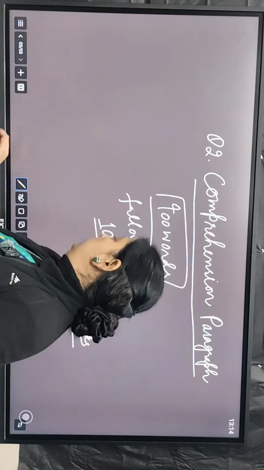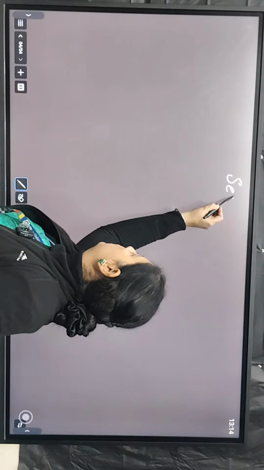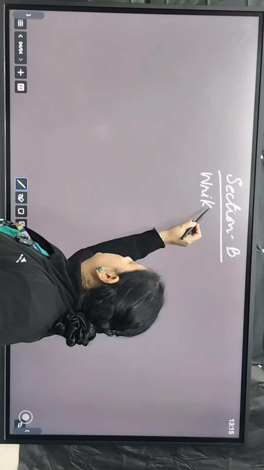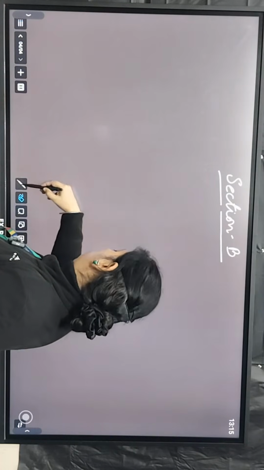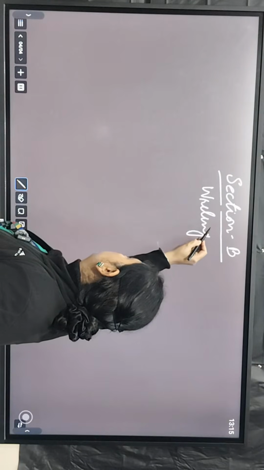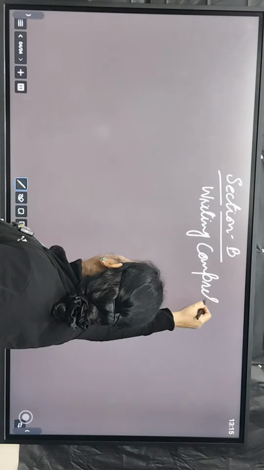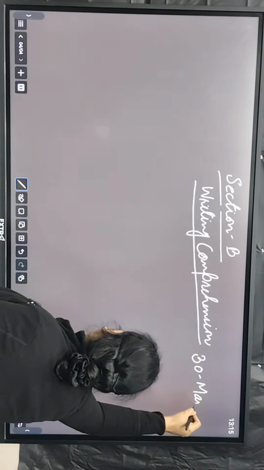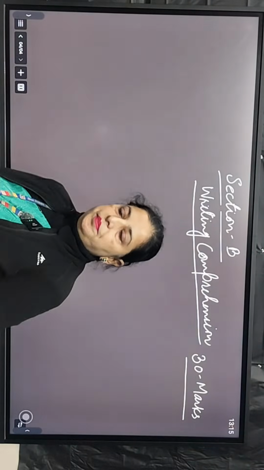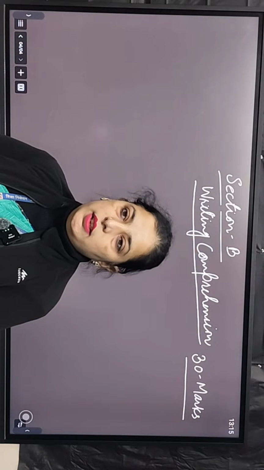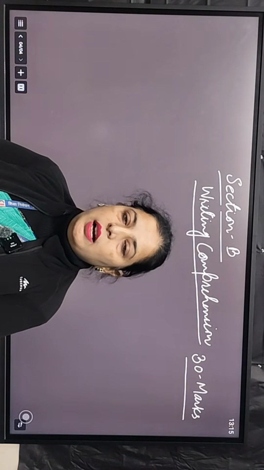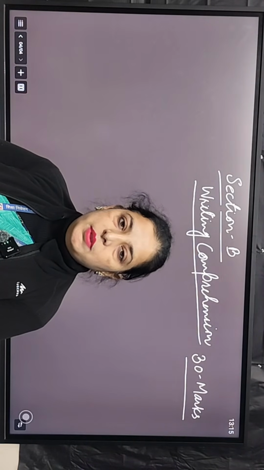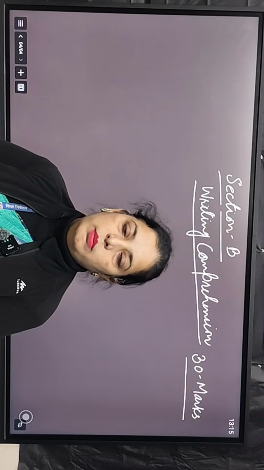So let us revise. Section B, writing, 30 marks. बेटा आपकी राइटिंग कॉम्प्रिहेंशन जो आपके पेपर में आता है that is of 30 marks. Please be precise with your board pattern only. आपको एक्स्ट्रा इन्फॉर्मेशन या एक्स्ट्रा लर्निंग की जरूरत नहीं है. आप प्लीज अपने बोर्ड सिलेबस को चेक करें, उसके हिसाब से अपनी तैयारी करें so that you can score well or good marks in your board exams.